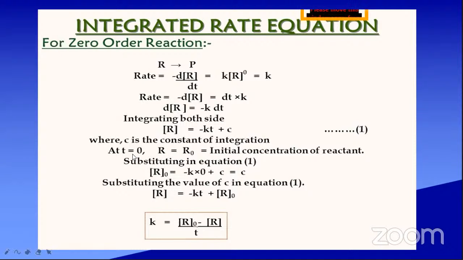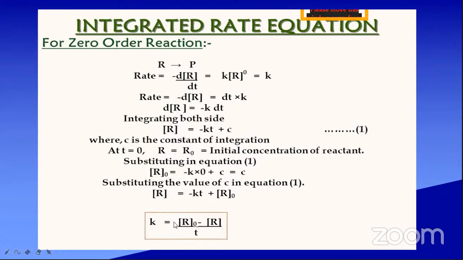So these two values, the t value as well as the R value, we have to substitute in equation 1. Then what will happen? R naught equals minus k times t equal to 0, plus c, which equals c. So R naught equals c. So this R naught value we substitute in the above equation 1. Then the concentration of R equals minus kt plus R naught. So this is the integrated rate equation. From this equation we can calculate the rate constant k value. So k equals, since the negative sign is there, R naught minus R divided by t.